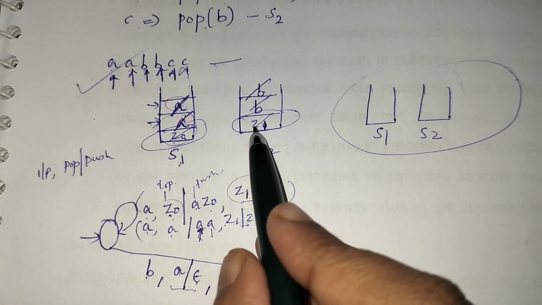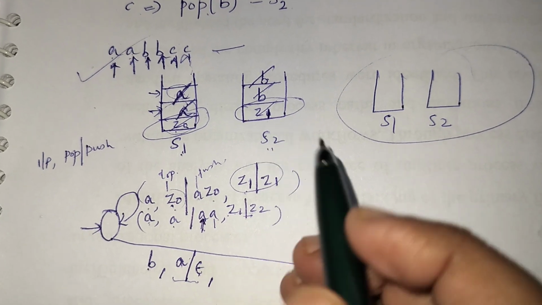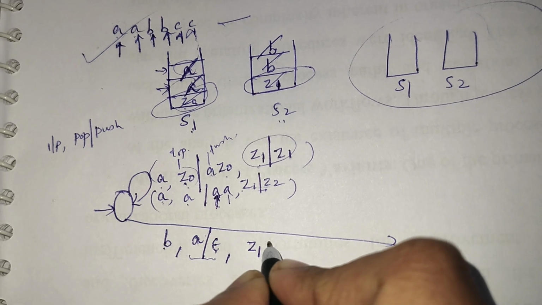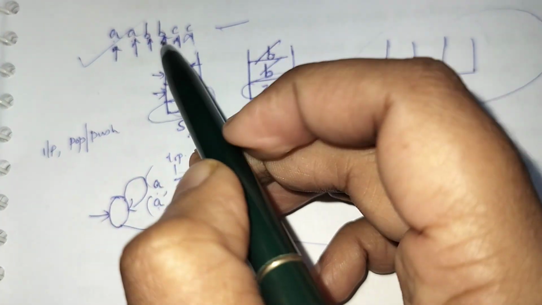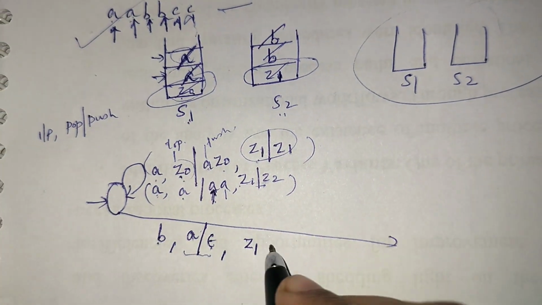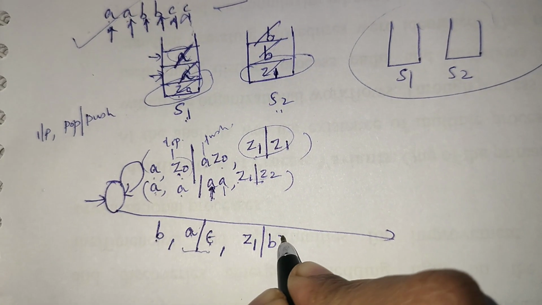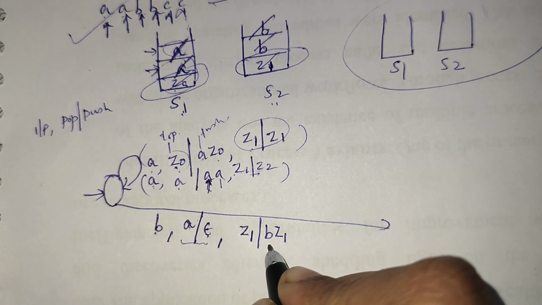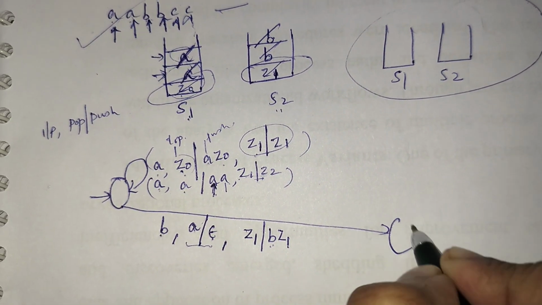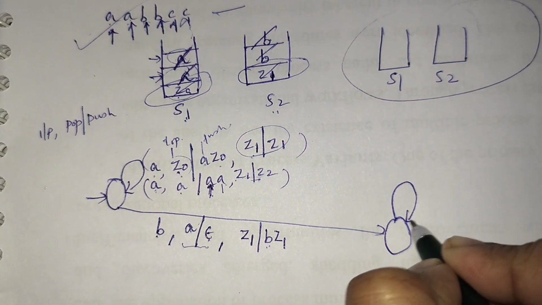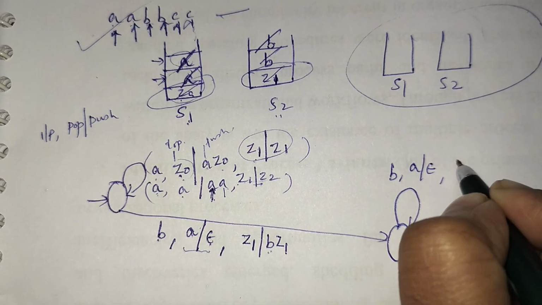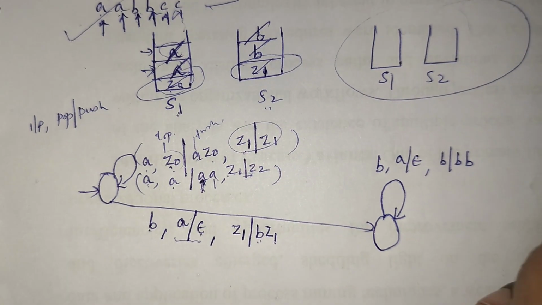And for the second stack, the top of the stack is Z1. What I need to do is push B to the stack. Whenever I am seeing B, I am popping A from the first stack and pushing B to the second stack. Earlier Z1 was the top of the stack, so now the stack contains B and Z1 for the first B. Then I need to repeat this. Whenever we are seeing B, I am popping A from the first stack and pushing B to the second stack.